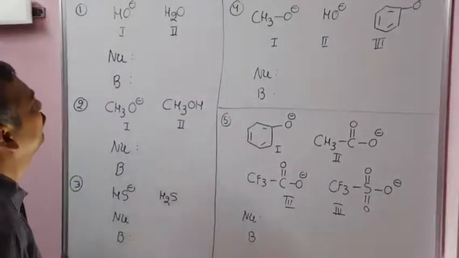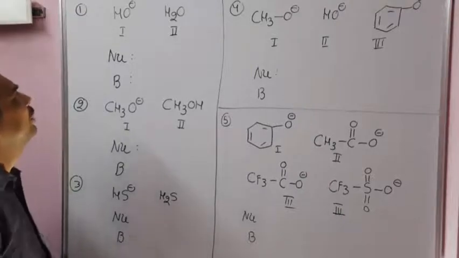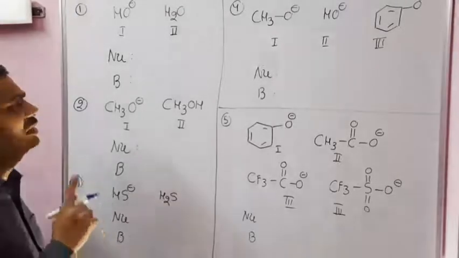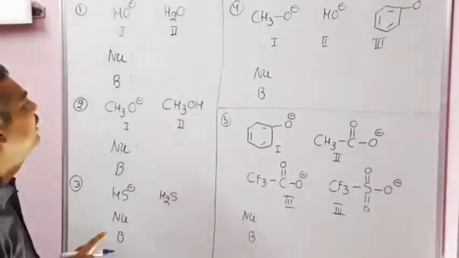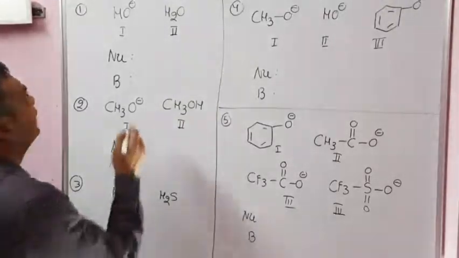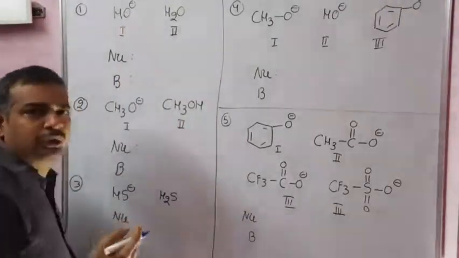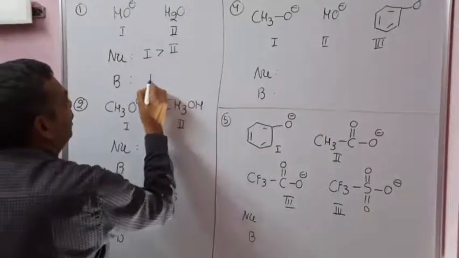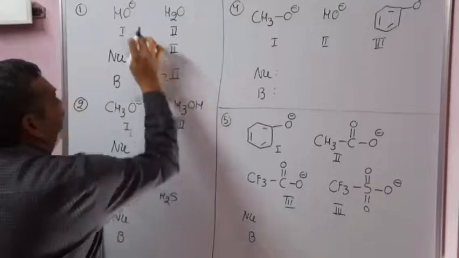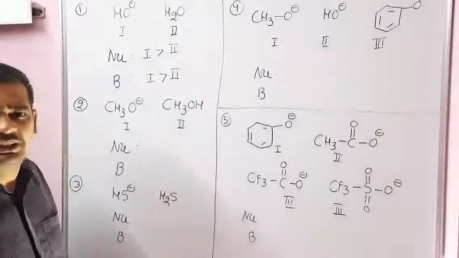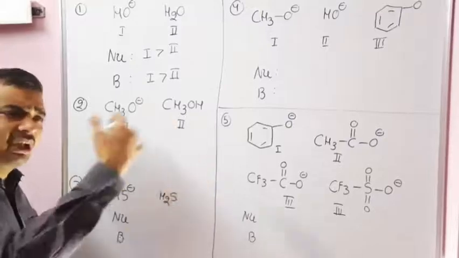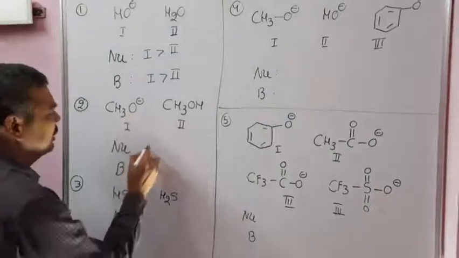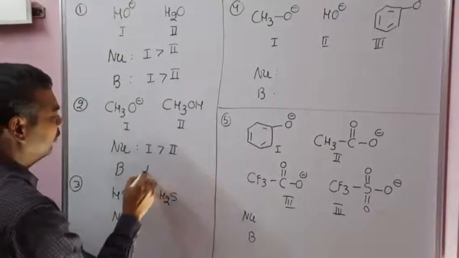Let's say the first example, OH minus and H2O. Both have oxygen as the central atom, same period, so protic and aprotic do not matter here. Negatively charged particles are more nucleophilic and more basic. On a negatively charged particle, electron density is more, so it readily attacks or readily abstracts a proton. Same here: methoxide and methanol, the negatively charged particle is generally more nucleophilic and more basic.